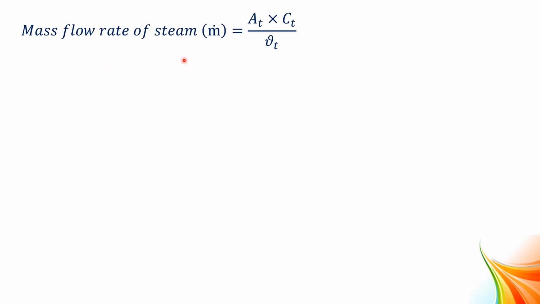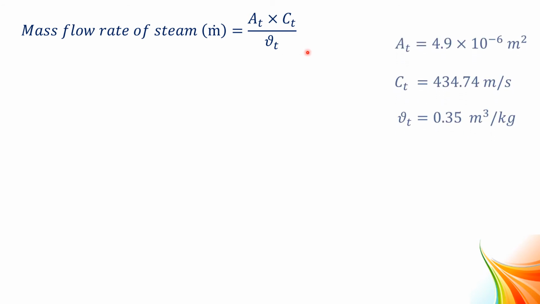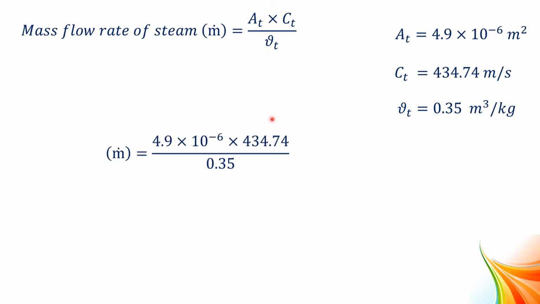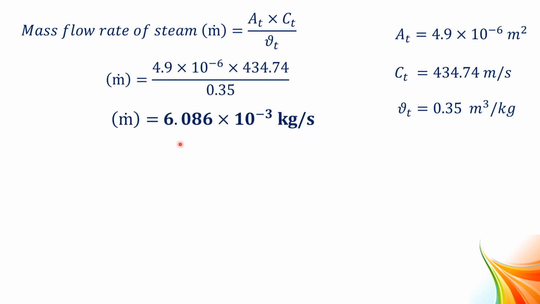Now mass flow rate of steam m dot equal to AT into Ct divided by Vt. So AT we have already calculated, which is 4.9 into 10 to the power minus 6 meter square. Ct is also a calculated value, which is 434.74 meters per second. And Vt is the specific volume taken from the Molière diagram, which is 0.35 meter cube per kilogram. Now substituting these three values in this equation, we get mass flow rate equal to 6.086 into 10 to the power minus 3 kg per second.